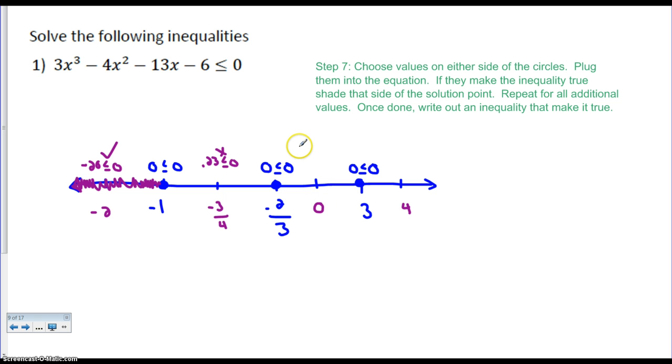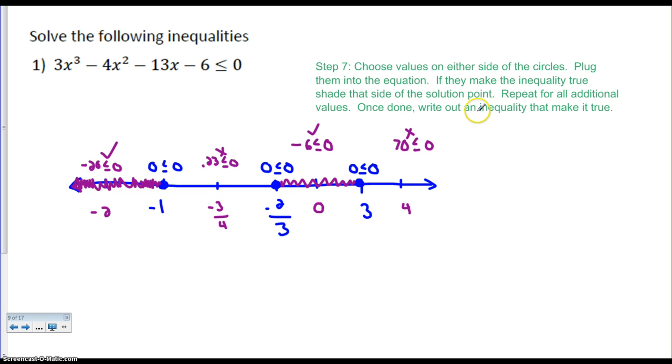So when I plug 0 in, I get negative 6. Is negative 6 less than or equal to 0? Yes. So that means anything between these 2 points is a solution. Anything between negative 2/3 and 3 will be a solution. Now, when I plug 4 in, I get 70. Is 70 less than or equal to 0? No. So that means nothing on this side is a solution.